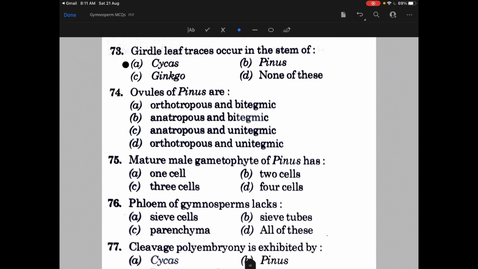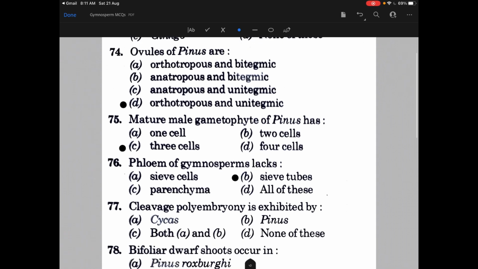Ovules of Pinus are dash, and the answer is D, that is orthotropous and unitegmic. Mature male gametophyte of a Pinus has dash. The answer is C, that is 3 cells. Next, phloem of a gymnosperms lacks dash, and the answer is B, that is sieve tubes.